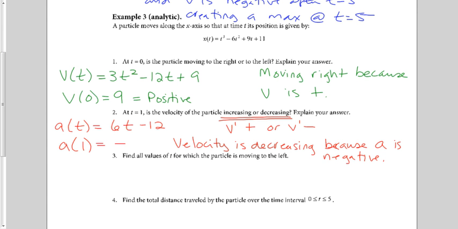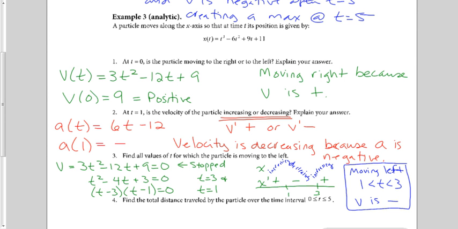Number 3, find all values of t for which the particle is moving to the left. So I would like for you to try number 3 of example 3. So please pause the video now and do that one. Here's my solution. I have that the particle is moving to the left when time is between 1 and 3, and that is where the velocity is negative. So if you need to make any corrections or finish that problem, pause the video now so that you can do that. Moving on to number 4.